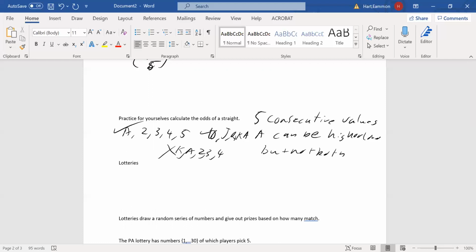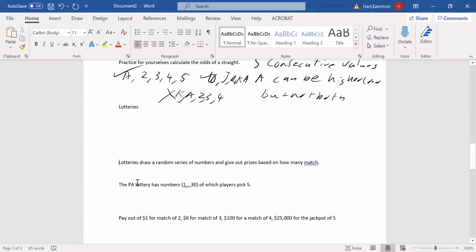There's also something called a straight flush, which is when you get both a straight and a flush, and the royal flush is a special case of that.